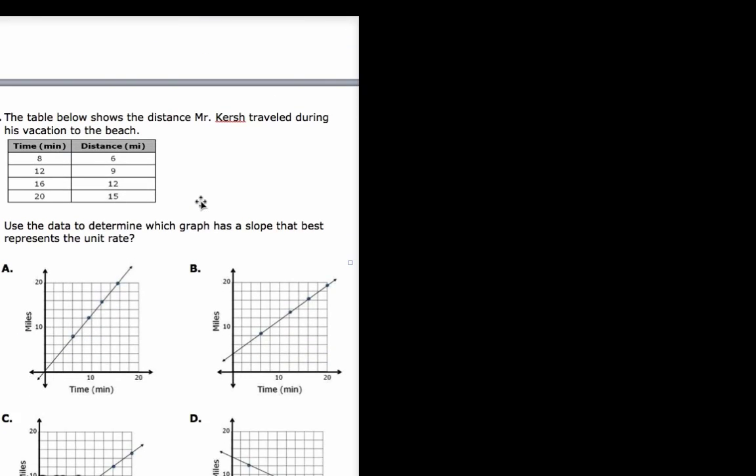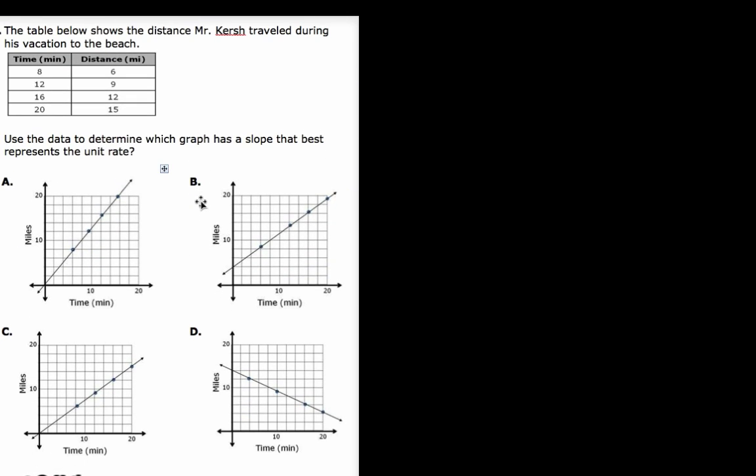15. The table below shows the distance Mr. Kirsch traveled during his vacation to the beach. The time is 8 minutes. The distance is 6. When you have 12 minutes, your distance is 9. You have 16 minutes, your distance is 12. You have 20 minutes, and your distance is 15.